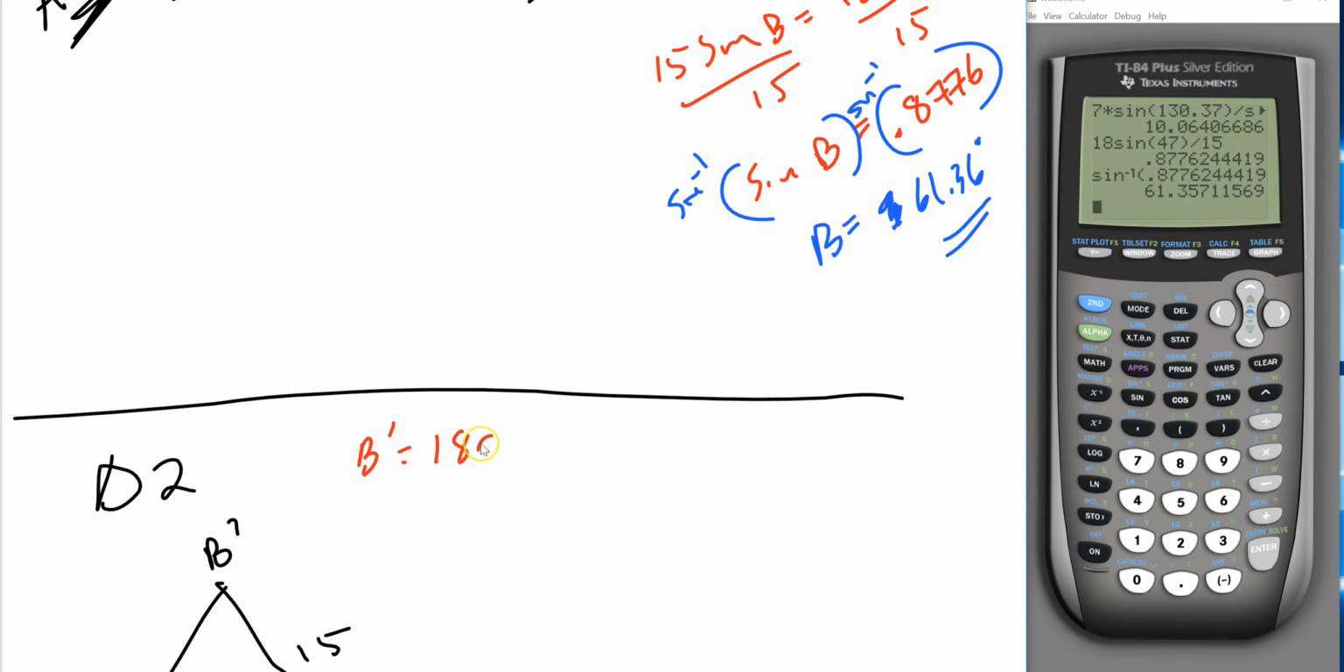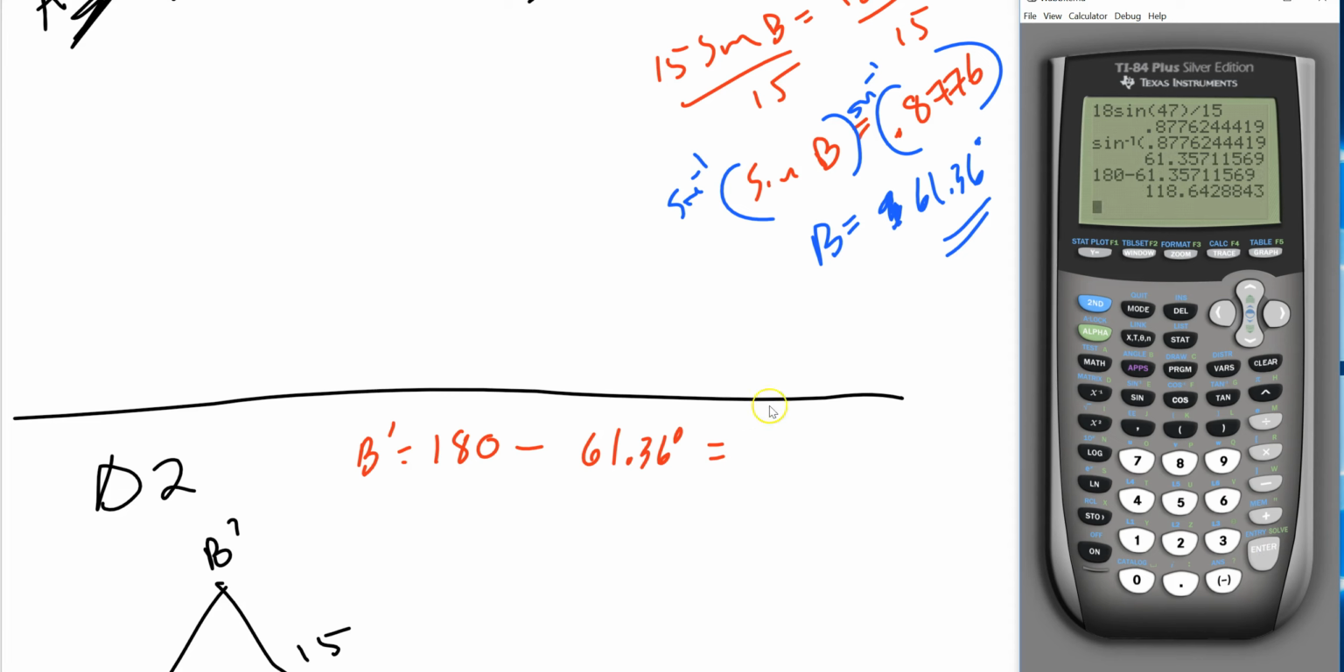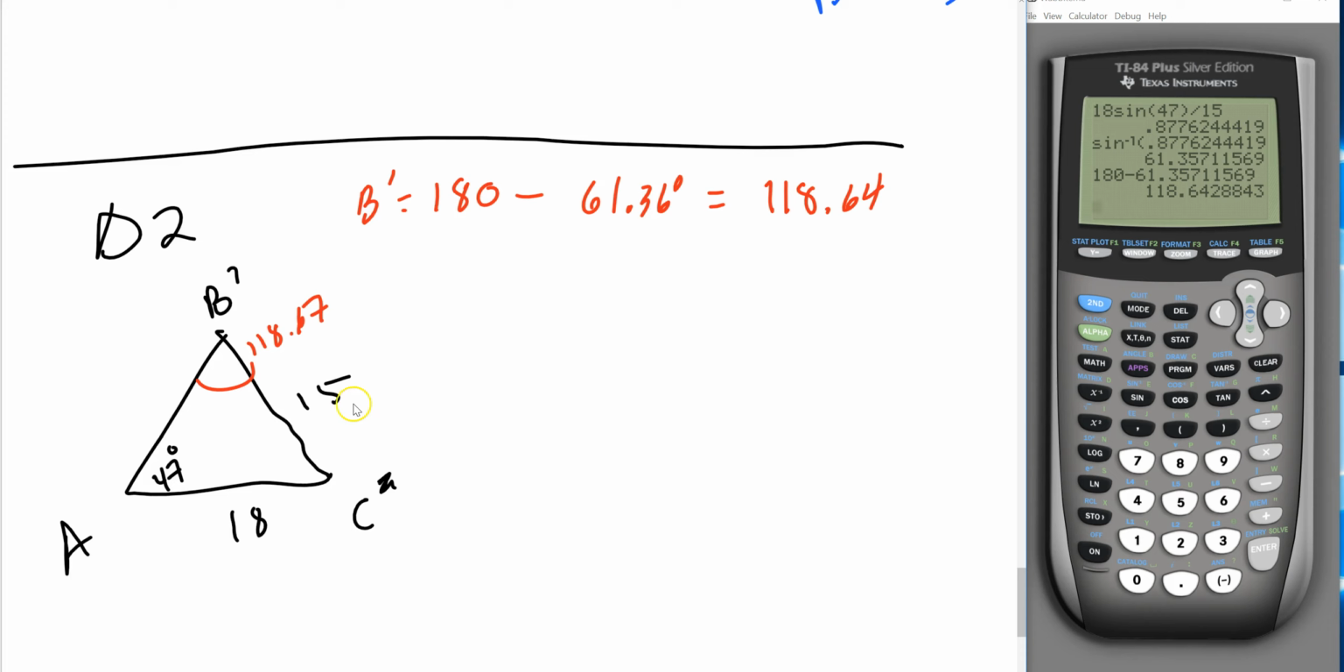Angle B over here is always the same thing. It's just 180 minus the first angle you found, the B, the one you found first. So whatever the first angle you find, just do 180 minus that. And that'll be the first angle you find in another triangle. And I get 118.64. Now if you look at it, 118.64 plus 47 is actually less than 180. So there are two triangles. There will be two triangles in this case. We just got to solve it.